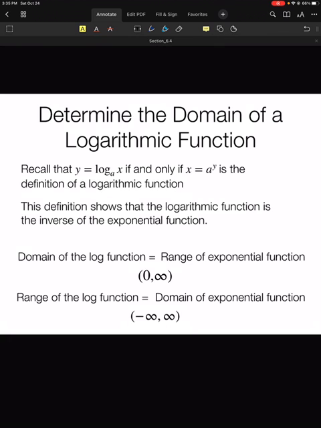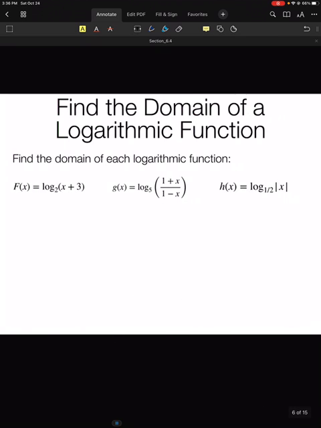If we remember, the range of an exponential function was 0 to infinity. That becomes the domain of a basic logarithmic function, log base a of x: 0 to infinity. The domain of an exponential function was negative infinity to infinity. That becomes the range of the logarithmic function. So they switch. That information can help us find the domain of a logarithmic function, of course.